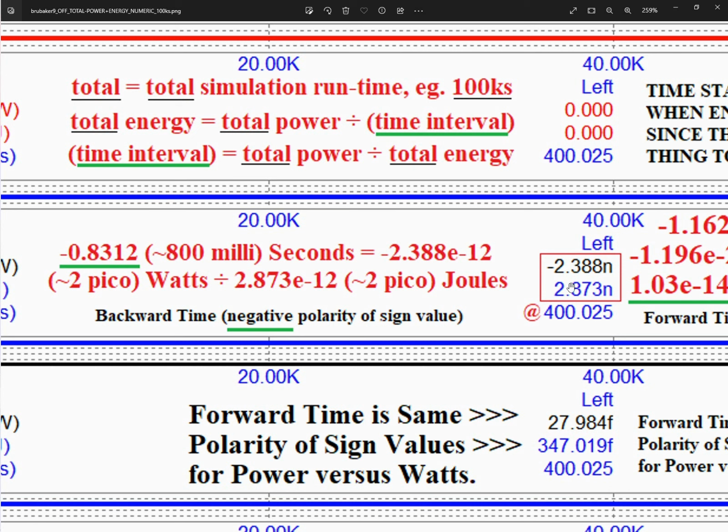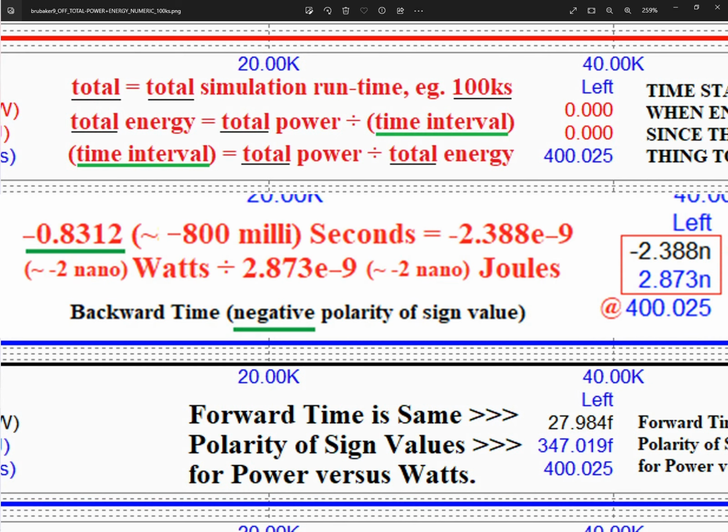So that tells me that time is going backwards. And so I have negative 0.8312 milliseconds, about 800 milliseconds. But it's negative. Oh, I didn't put the negative sign in here. Darn it. Can't seem to do everything right. Darn. That was supposed to be negative here. Now I'm going to have to redo this. Oh, shoot. Okay, moving right along.